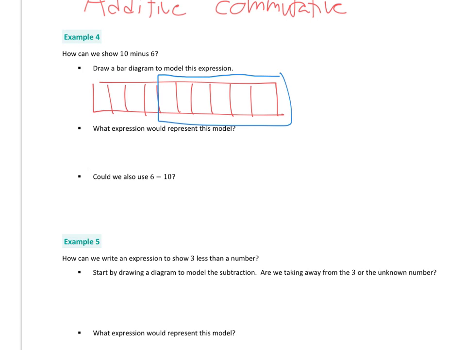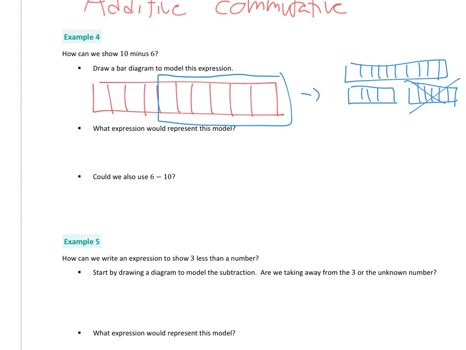Or you could show this as 2 steps, and you could show the 10. First we have a 10, and then we're going to take 6 of those away. We're going to break it up. And so the only expression that would represent this model would be 10 minus 6.